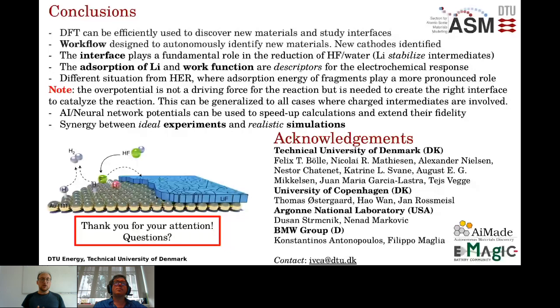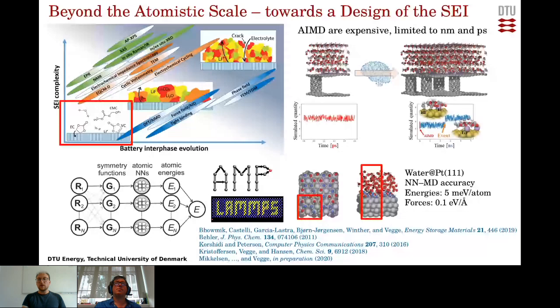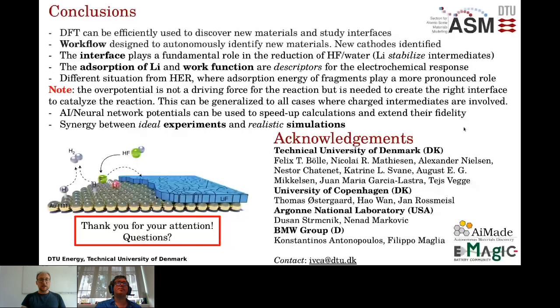So it's quite different. And then how artificial intelligence and neural networks can be used to speed up the calculations and maybe even extend their fidelity. So this is what I've shown you here. We have calculations that are in terms of picoseconds, nanometer. Can we expand this and go for a nanosecond scale and hundreds of nanometer scale? And then how important it is to have a good synergy between experiments and simulation in order to get meaningful results from the simulations and try to explain experiments with a high fidelity.